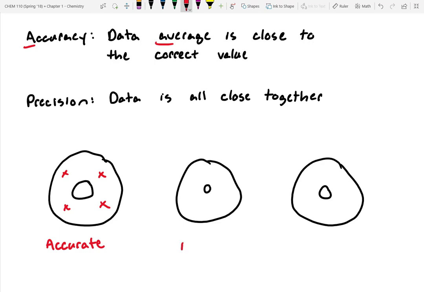If we think about precision, it could be all off in one corner as a tight cluster of data, but it's not very close to the center of that target, right? And then we could have a situation where everything's lining up and this is both accurate and precise.